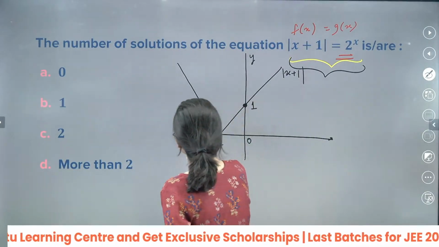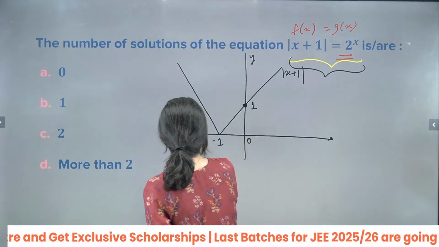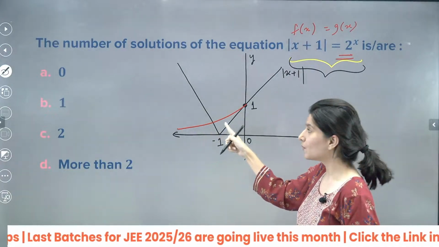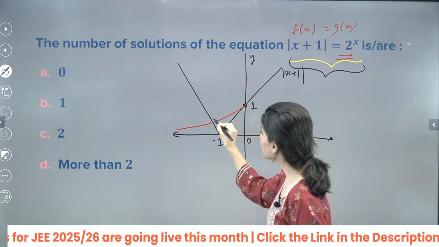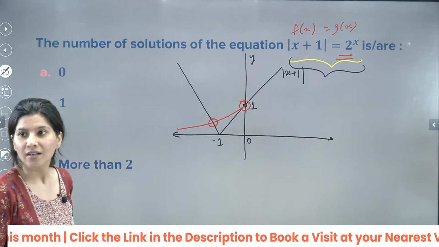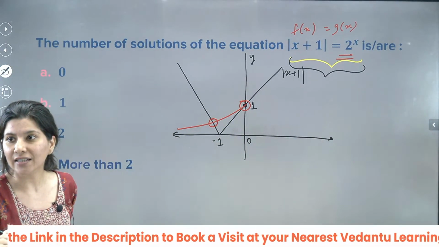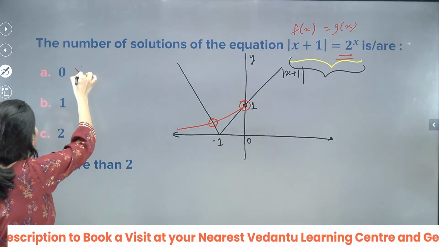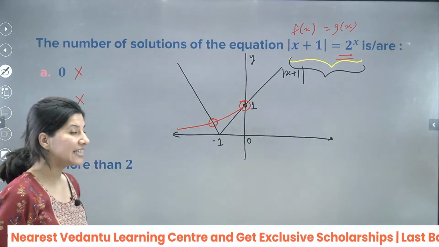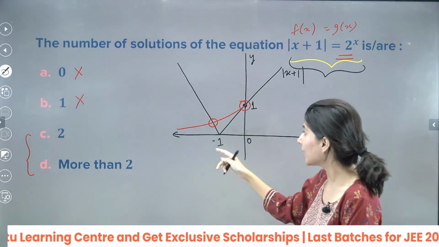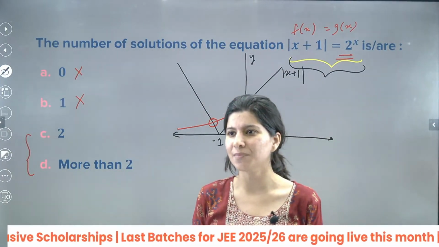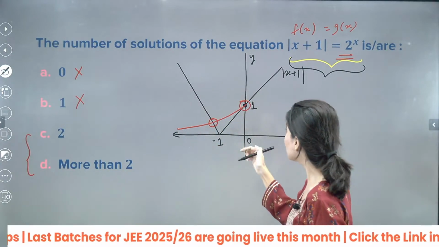Now 2 raised to power x will be like this. 2 raised to power x will pass through this point. So this is 1 and this is 2. So 2 points are definitely there. That means option A is wrong. Option B is also wrong. Now the competition is between 2, where you can see 2 intersection points, or more than 2. Just tell me, will it be more than 2? Now there are 2 options.